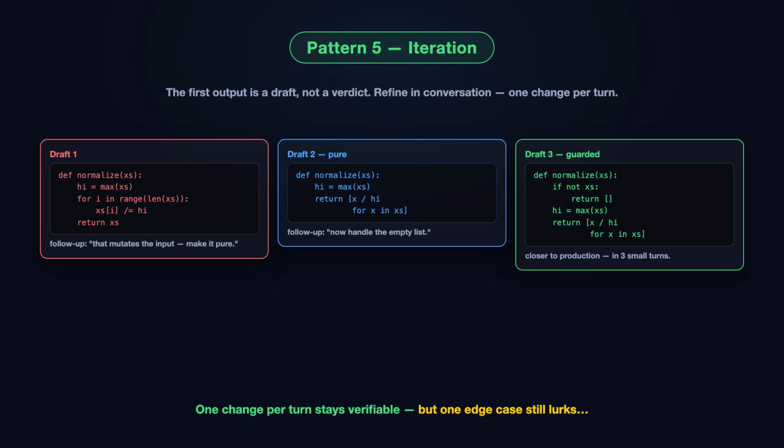And keep the follow-up specific and grounded in what you're looking at, that mutates the input beats please improve this, every time, because the model can act on a precise observation but can only guess at a vague one. But notice something. Even after 3 clean rounds of iteration, there's still a lurking edge case hiding in this code. And spotting that is the whole point of the last pattern.